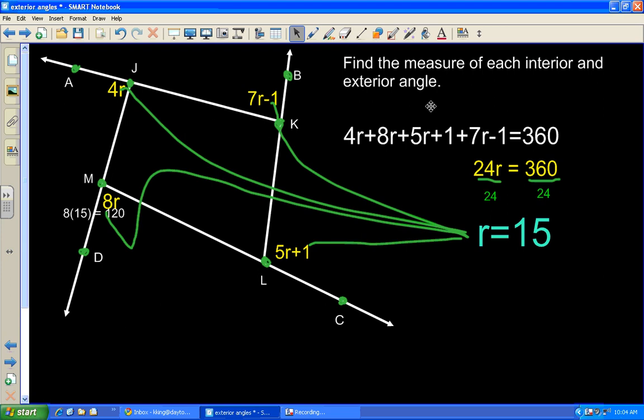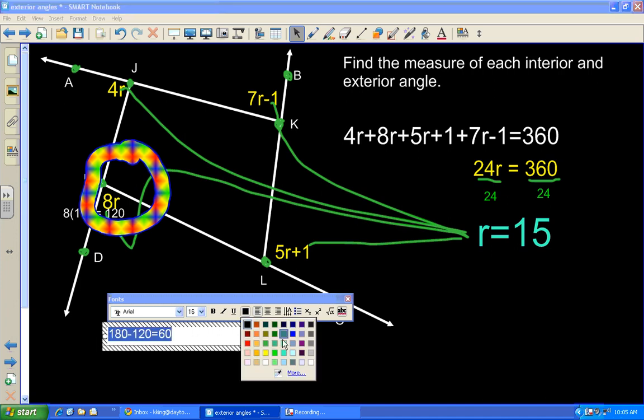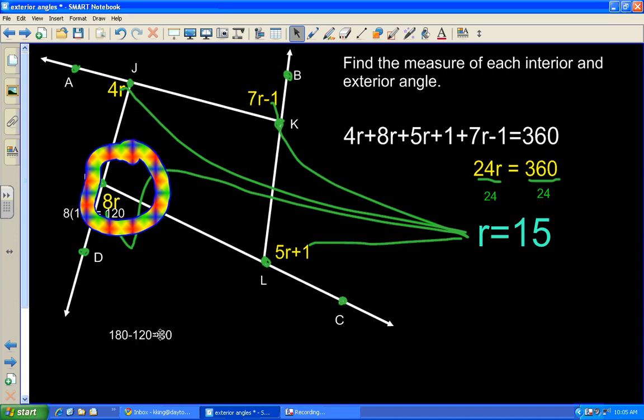To get the interior angle, we talked about today how this interior angle and this exterior angle, this pair here, is very, very special. What we pointed out was that they form a line, which makes them a linear pair, which in fact makes them supplementary. So we're going to take 180 minus 120, which I hope we all know is equal to 60 degrees. And that is how big that interior angle is.